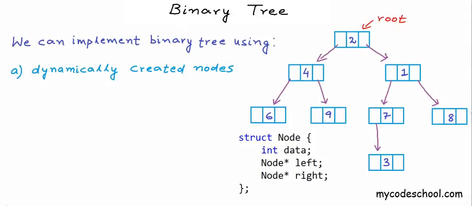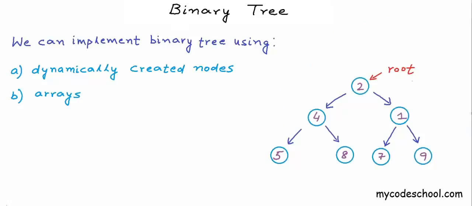But in some special cases we use arrays also. Arrays are typically used for complete binary trees. I have drawn a perfect binary tree here. Let's say this is a tree of integers. What we can do is number these nodes from 0 starting at root and going level by level from left to right. So we'll go like 0, 1, 2, 3, 4, 5 and 6.